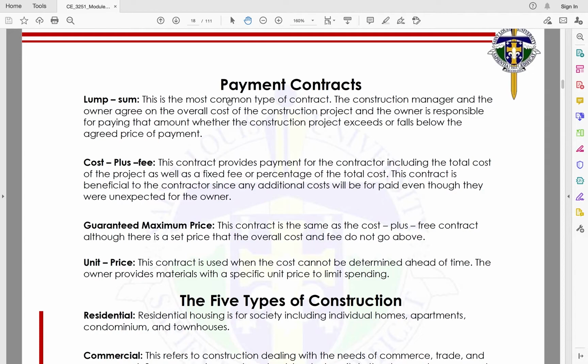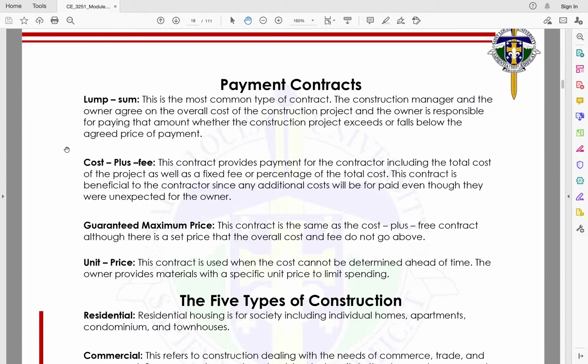So next would be payment of contracts. So we have 4. So lump sum. This is the most common type of contract. The construction manager and the owner agree on the overall cost of the construction project, and the owner is responsible for paying that amount whether the construction project exceeds or falls below the agreed price of payment.